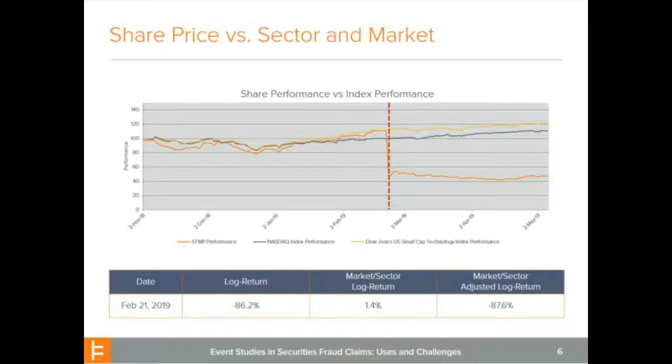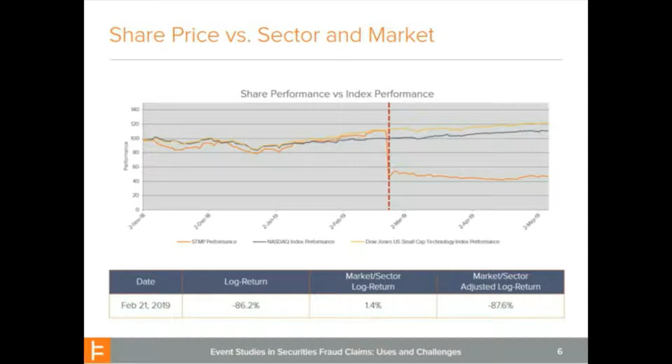We simply say, okay, if there was a negative 86% log return drop in the share price, and there was a 1.4% log return increase in the sector index, then the real drop in share price is the sum of these two. So the real amount of artificial inflation is given by that 87%, which incorporates both the changes in the market share price and the log return itself on the day of the disclosure.